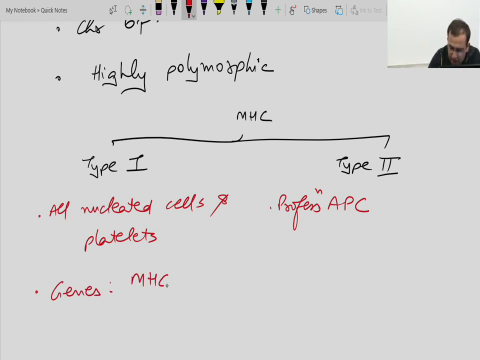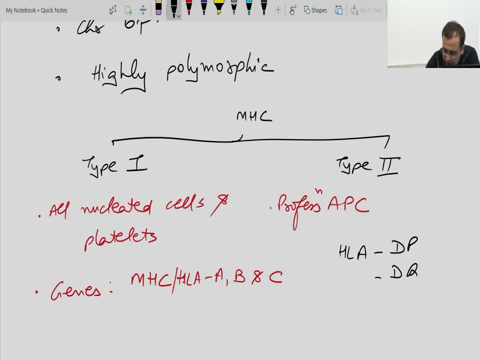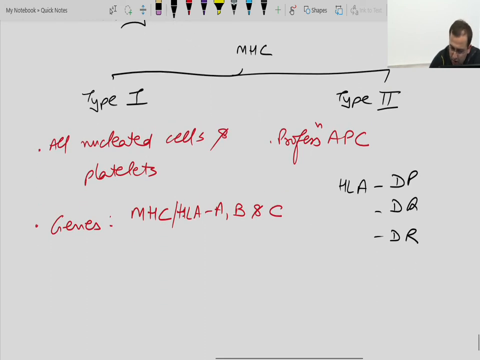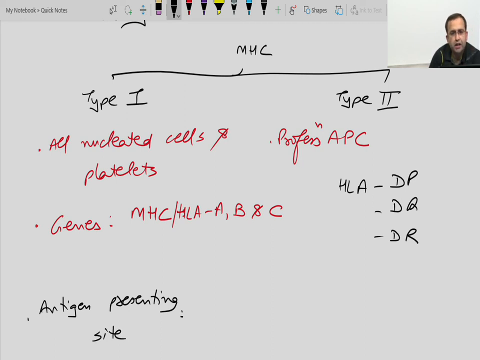Next point, genes. Type 1 MHC, it is first ranker, so all the single-digit genes, that is HLA A, B, and C. Versus type 2, where the genes are HLA DP, DQ, and DR. Two-digit genes, DP, DQ, DR. Next point, the antigen presenting site in type 1 MHC is alpha 1, alpha 2, versus MHC 2, where the antigen presenting site is alpha 1, beta 1. This you very well knew. I have not increased your knowledge by writing this.